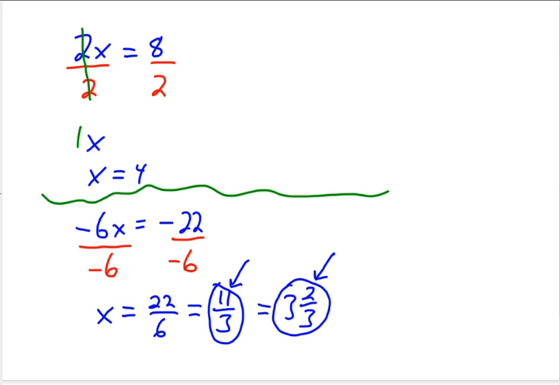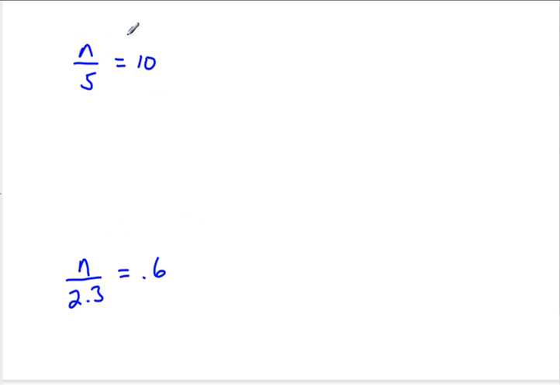Okay, that looks like the same thing. I don't know why that happens, so we'll go on to this problem. Here we have our variable being divided by 5. The inverse of division is multiplication. So dividing by 5, the opposite would be multiplying by 5. So we're going to do that to both sides.